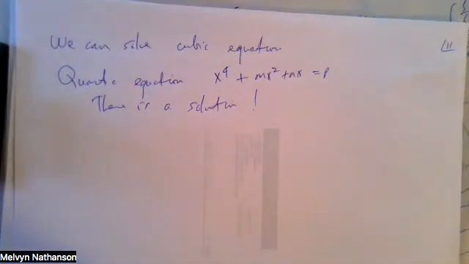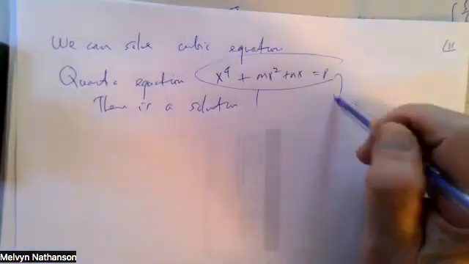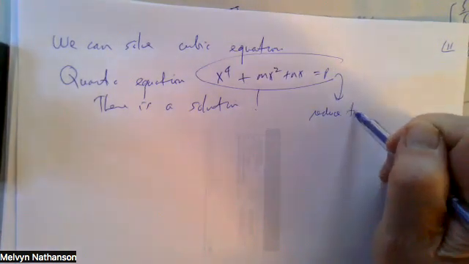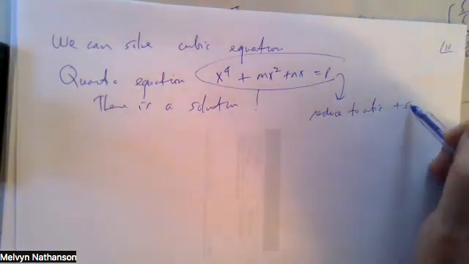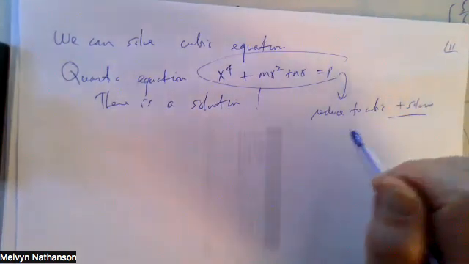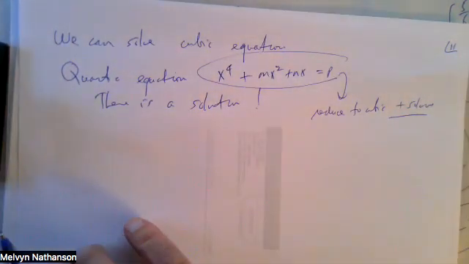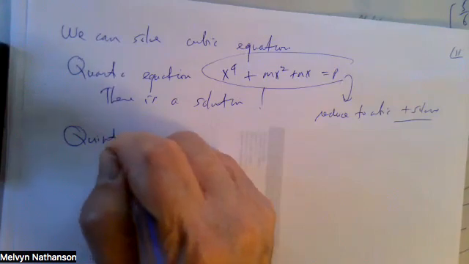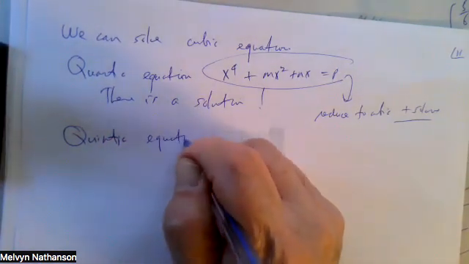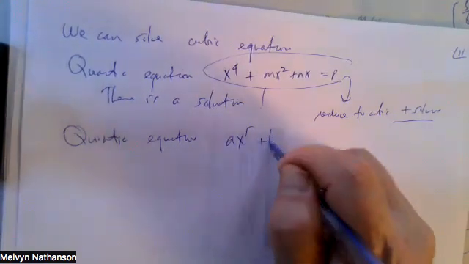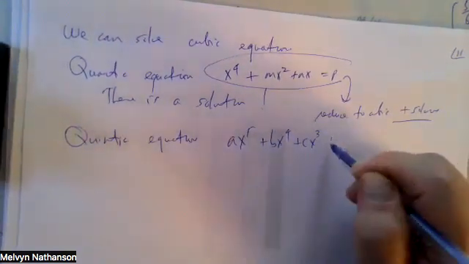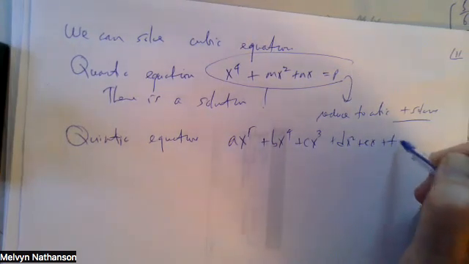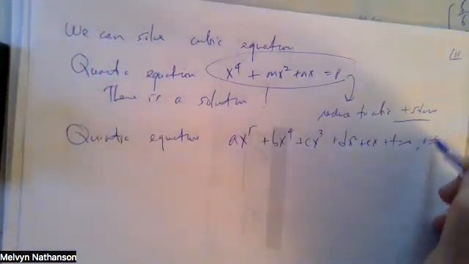So shortly after Cardano solved the cubic, one of his students and colleagues figured out how to start with a quartic equation and reduce to a cubic. And once you reduce it to a cubic, you can solve. So the Italians in the 16th century also learned how to solve quartic equations. So then we come to quintic equations. ax to the 5th plus bx to the 4th, cx cubed, dx squared, ex plus f equals 0, a non-zero.